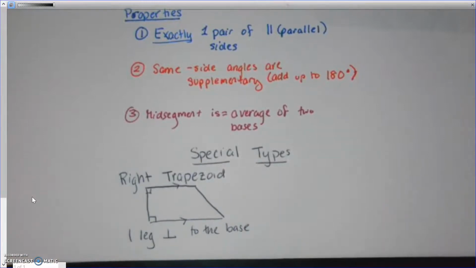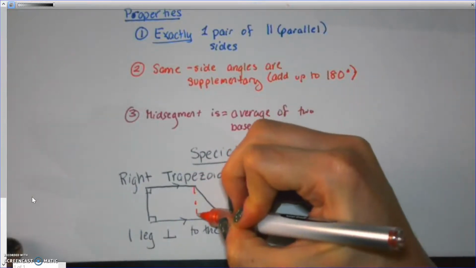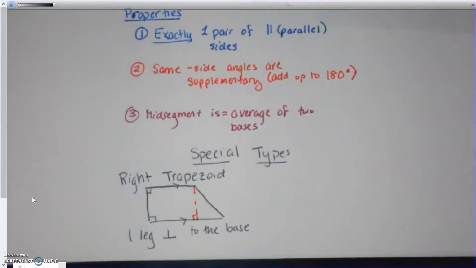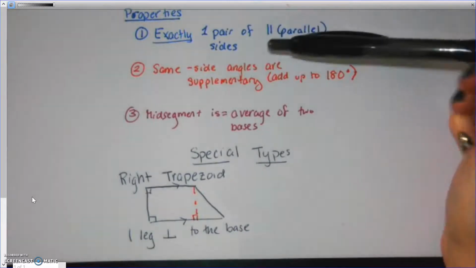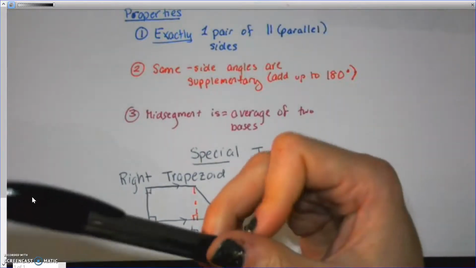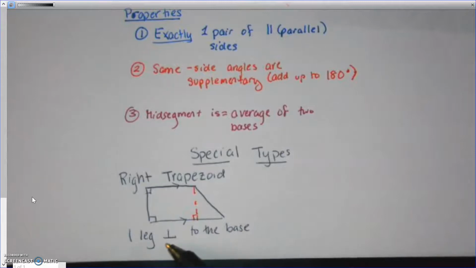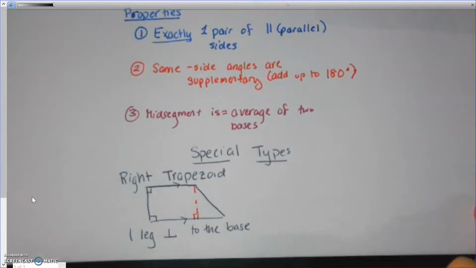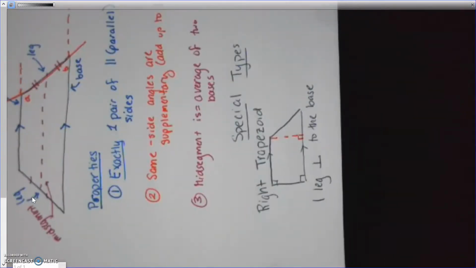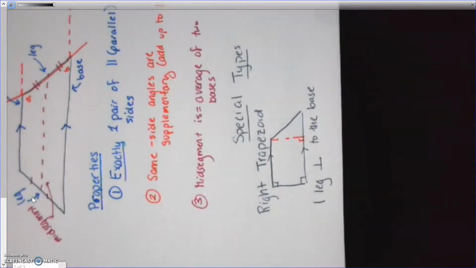You notice I do not say that two legs are perpendicular. If that was the case, we could look at it like this. If this was perpendicular, we would just have a rectangle. And we are going with the definition that trapezoids are not types of parallelograms. So that's why a right trapezoid is only going to have one leg perpendicular to the base. I do want you guys to notice that I could just as easily have drawn my right trapezoid like that. It still has exactly one pair of parallel sides, so it is still a right trapezoid.